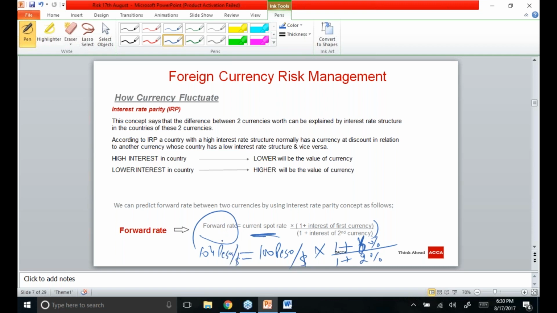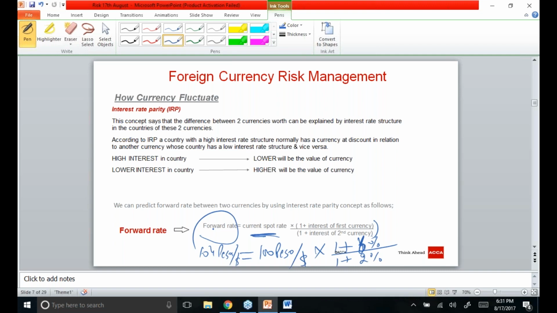This rate will be locked by the bank and your transaction will be held at 104 pesos over dollar, whatever the circumstance in future. If the currency appreciates or depreciates in future, you will convert your transaction at 104 pesos over dollar because it is a legally binding contract and you have fixed your rate in advance with the bank. That is a forward rate. So using the interest rate parity, you can calculate the forward rate.